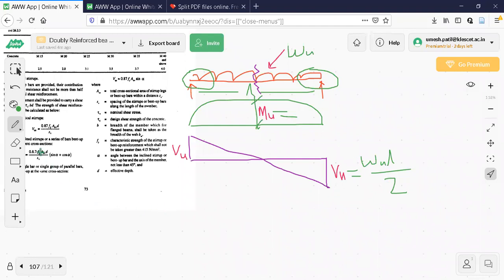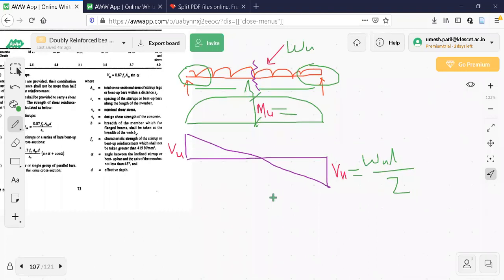Similarly, if the shear strength that is calculated using the code book is less than the shear force acting on the beam, it means the beam is unsafe in shearing. There may be a failure due to shearing of the beam.